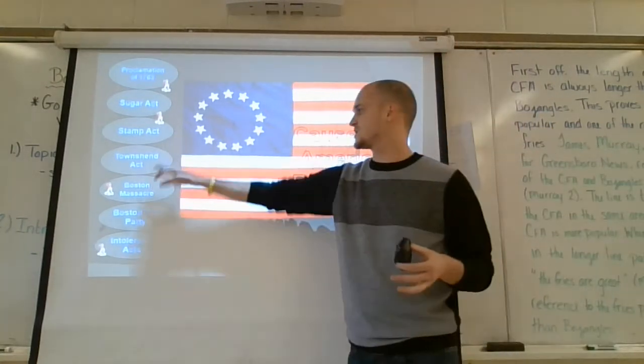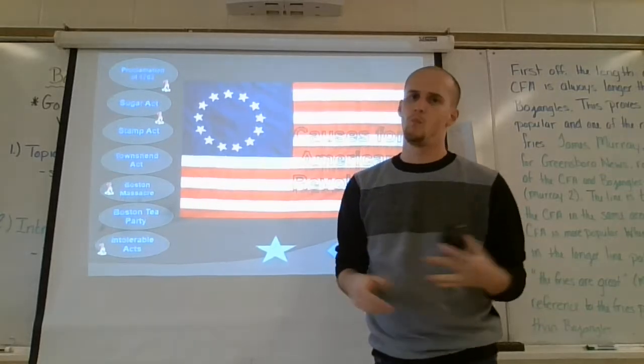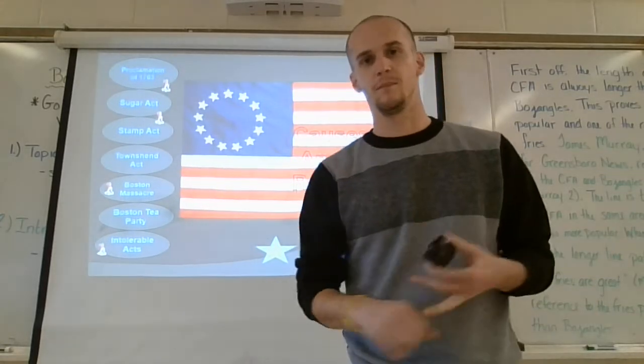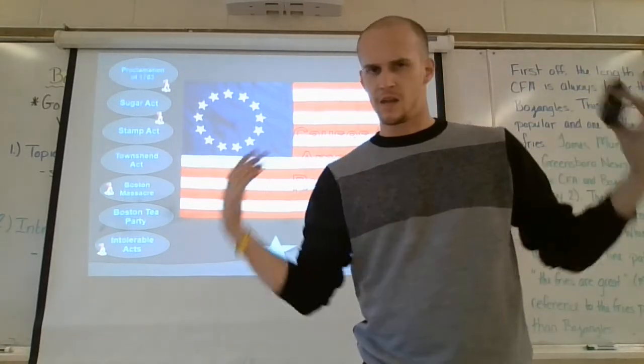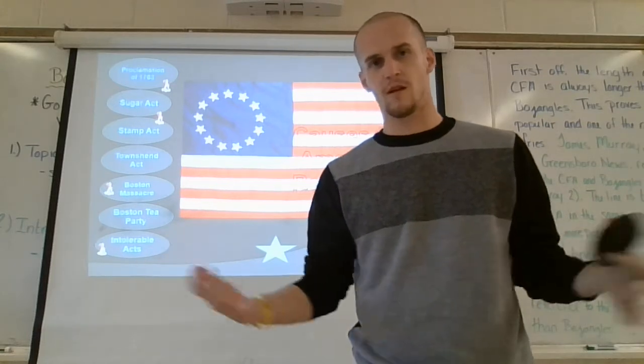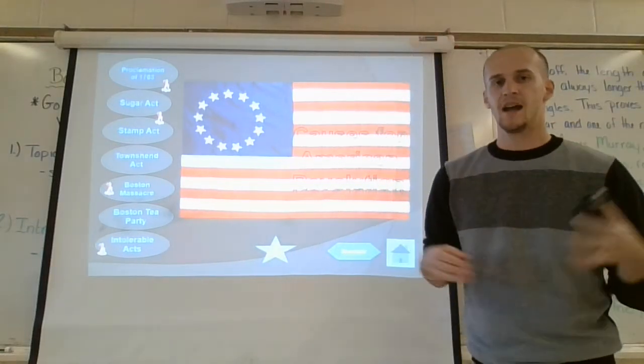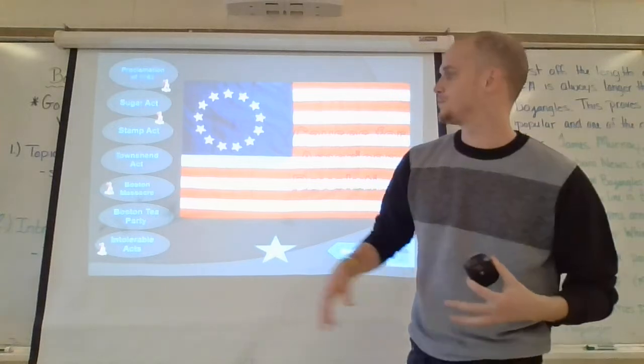The Townshend Acts, which leads to the Boston Massacre. They put more taxes on things. The colonists start to protest, no taxation without representation. They have these peaceful protests leading to the Boston Massacre.